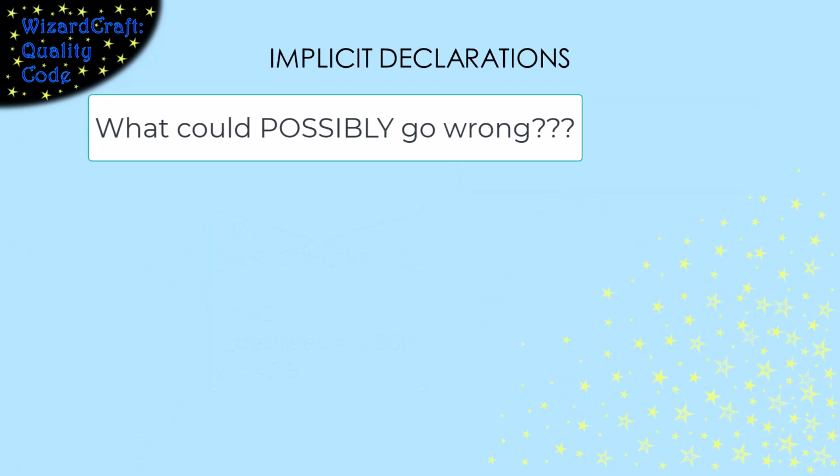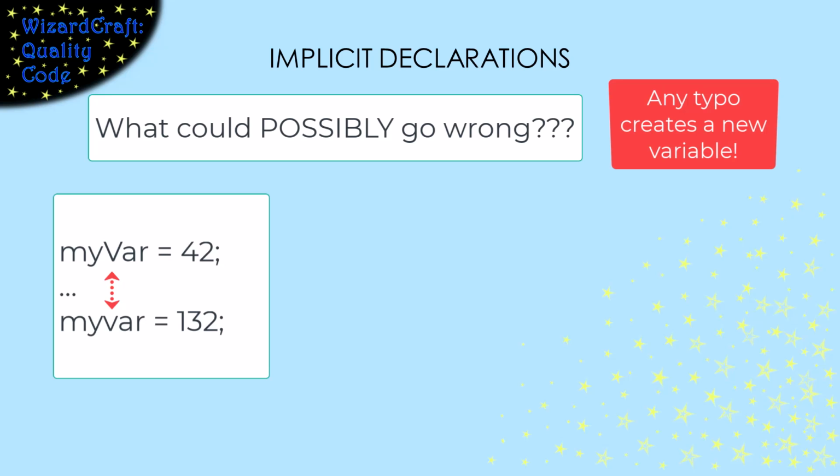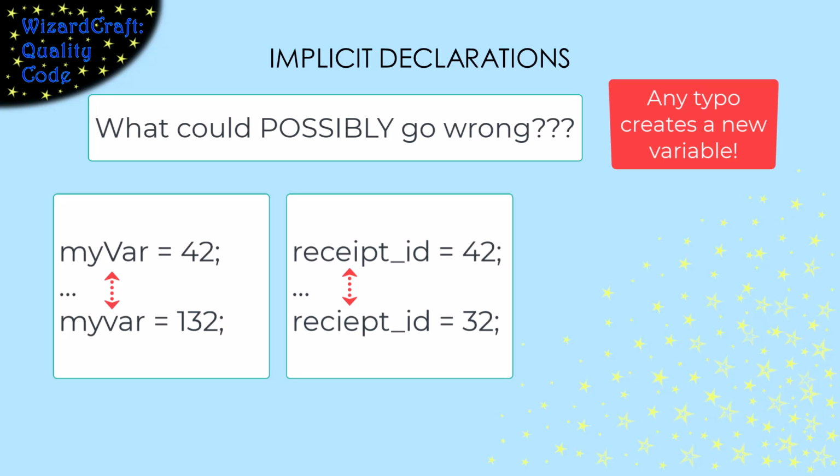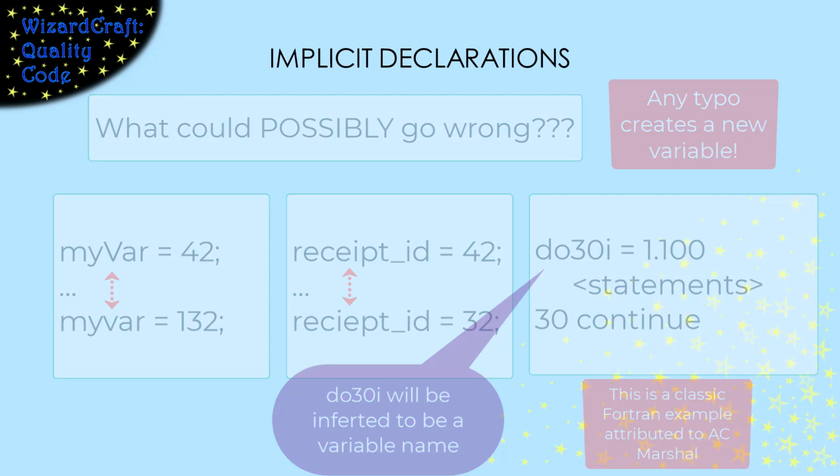There is a terrible risk to implicit declarations. Any typo creates a new variable. Forget a capital letter? New variable. Make a spelling typo? New variable. Forget a space? New variable. Clearly, this is not a good idea.